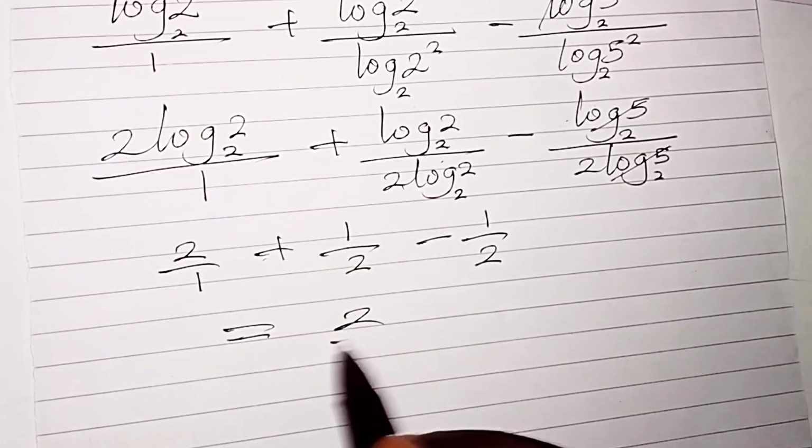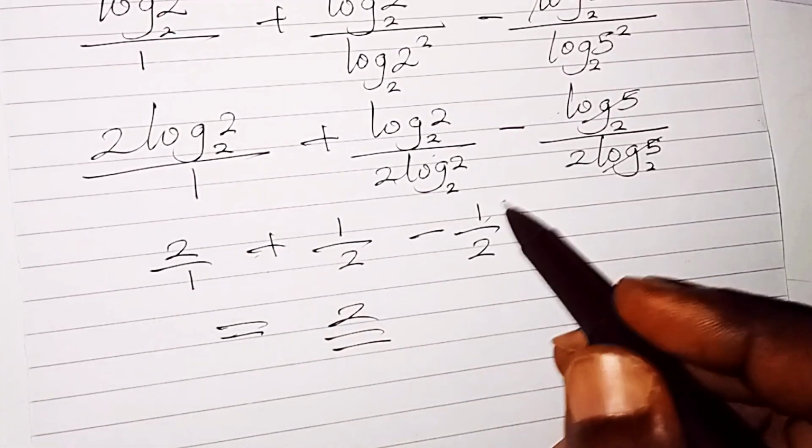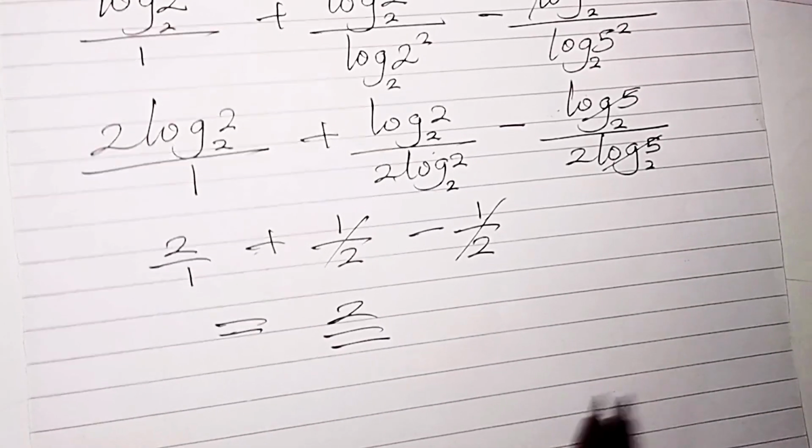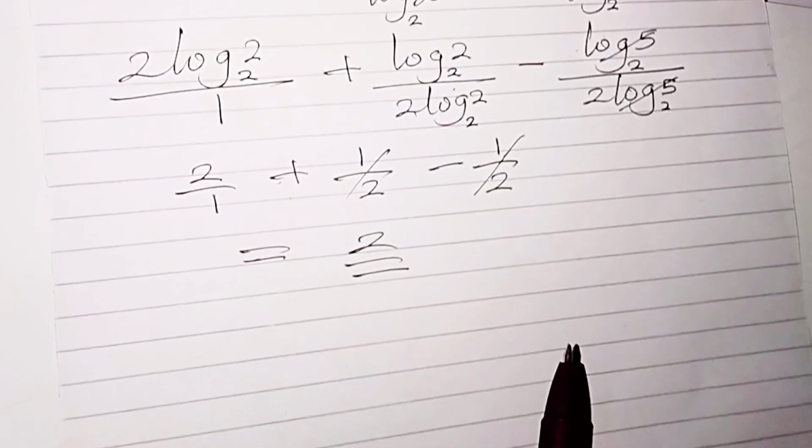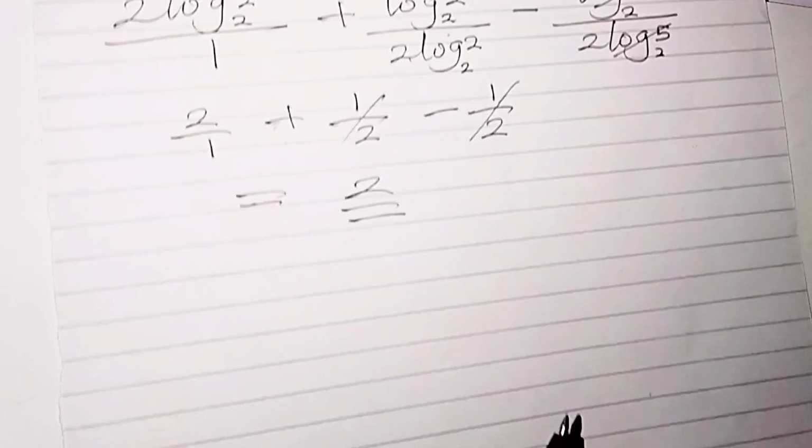And basically your answer is going to be 2, because plus 1 over 2 minus 1 over 2 is going to be 0, and 2 over 1 is 2. So your answer to that question is actually 2. So let's take a look at another example. In this case, we have to solve this.